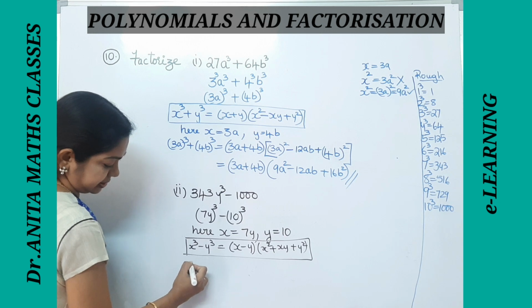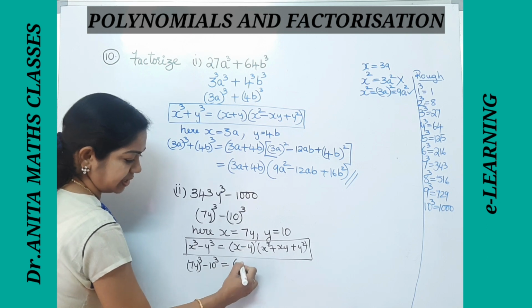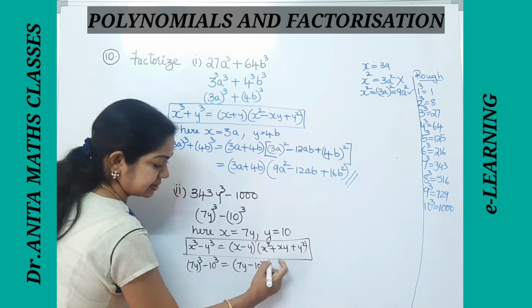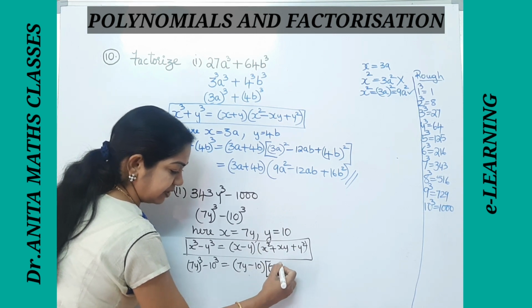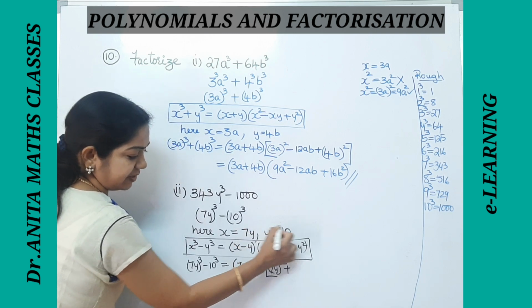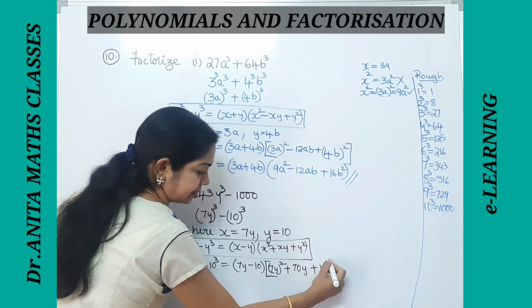That is, 7y whole cube minus 10 cube equals x minus y, which is 7y minus 10, into x square, here x has two terms, so 7y whole square, plus xy, that is 7y into 10, which is 70y, plus y square, which is 10 square.